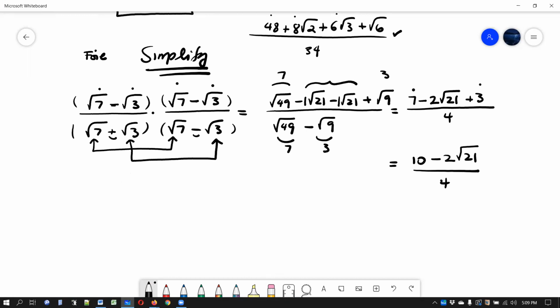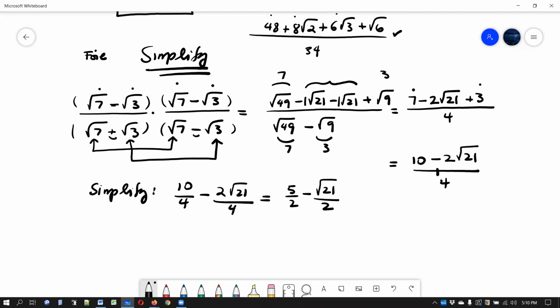Now, how do we simplify this? This is the correct way to simplify. I suggest you do the following. Split this in 2. 10 over 4 minus 2 radical 21 over 4. And now simplify each fraction. 5 over 2, divide by 2, minus radical 21 over 2. This is the final answer that we want. This is what a student normally would do. So this is correct.